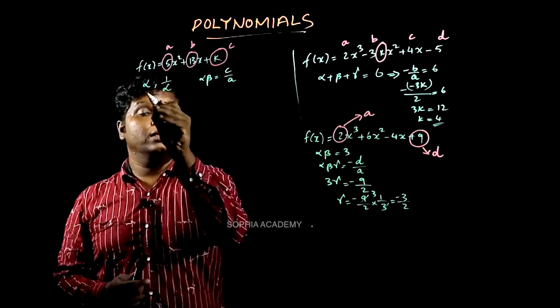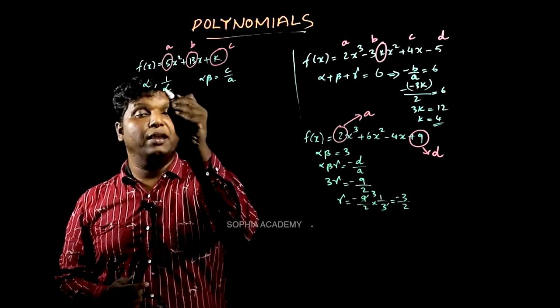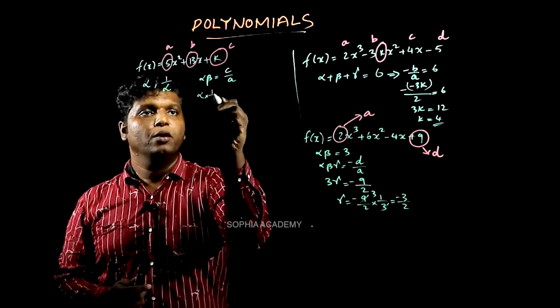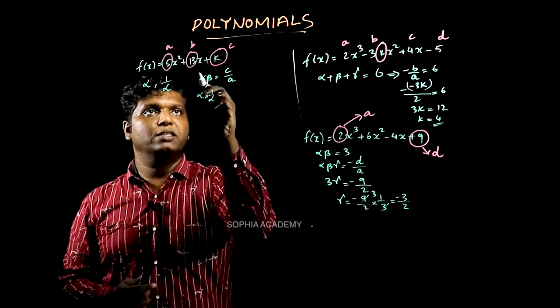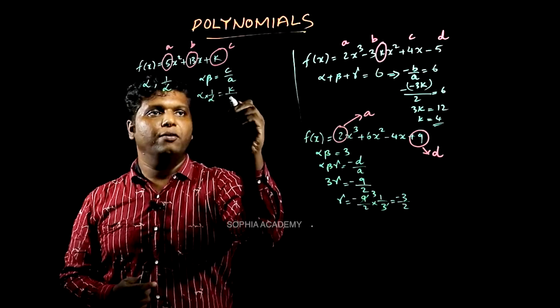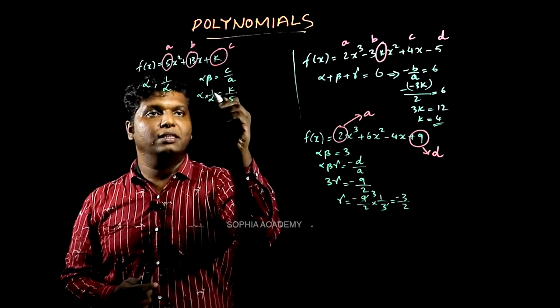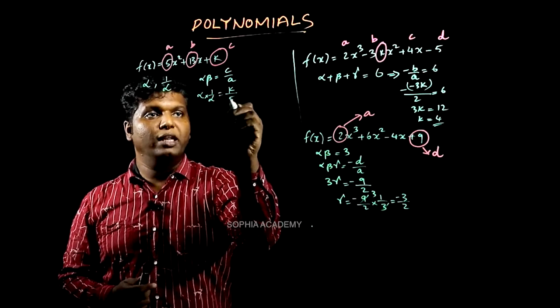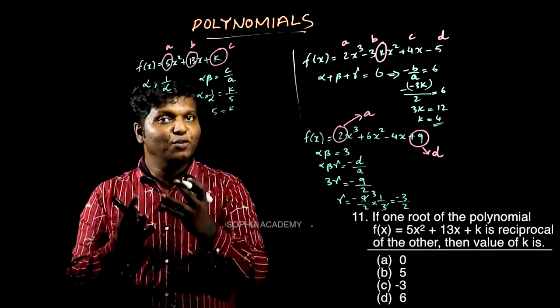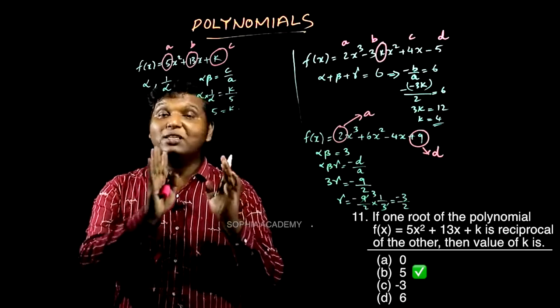Now alpha beta, so here instead of beta, we have taken 1 by alpha. So I am just substituting alpha into 1 by alpha is equal to, what is your c? It is k. k divided by, what is your a? It is 5. Alpha and alpha will cancel each other. Here only 1 will remain. So 1 is equal to k by 5, that is 5 is equal to k. That means the value of k is 5. You got it. So this is the way how to deal with it.